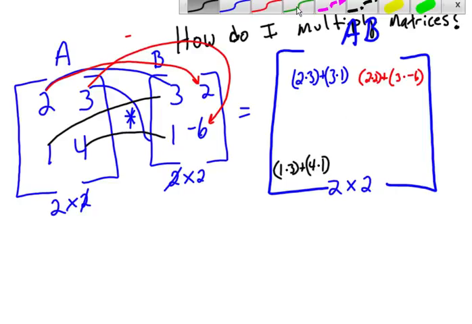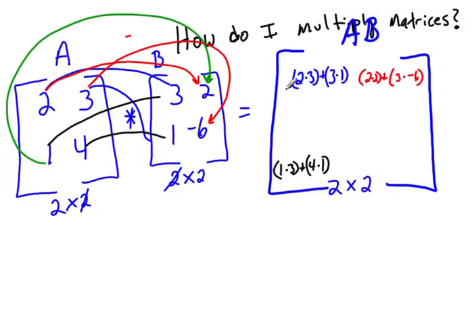And now I am going to take row 2, multiply it by column 2. So 1 times 2 plus 4 times 6. And that's actually 4 times -6. I misspoke, which happens all the time. Okay, so now all I got to do is just add this stuff up.